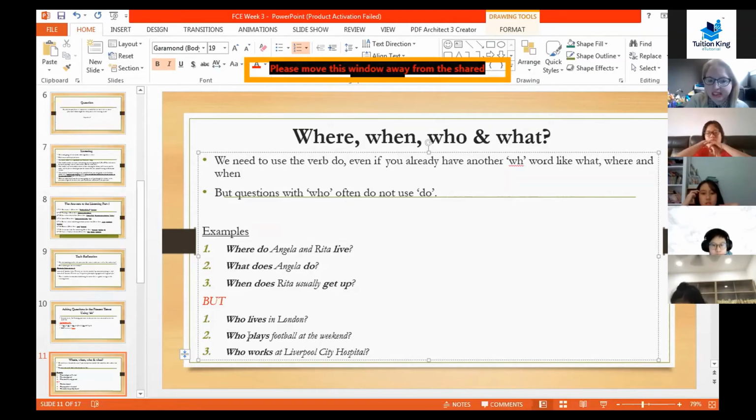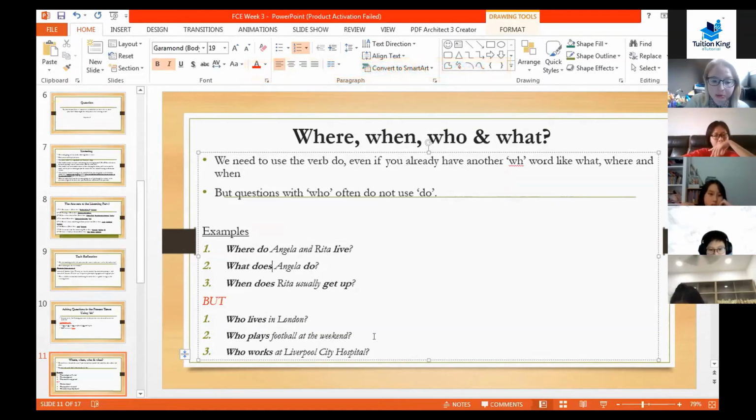But observe these examples with who. These examples with who, we don't have do at all. So who lives in London? Who plays football at the weekend? Who works at Liverpool City Hospital?